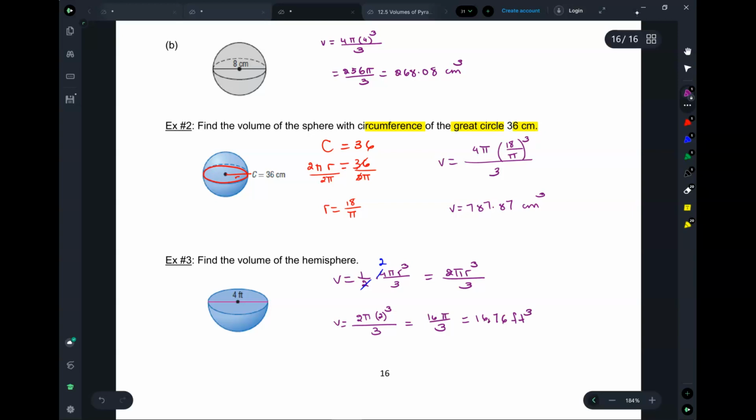So this is 16.76 cubic feet. Okay? All right, we did that in record time, and you have a handout for homework, right?